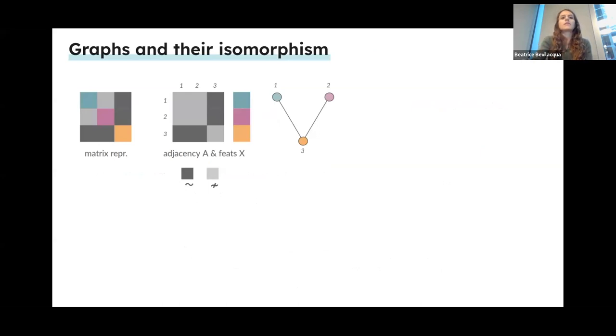As we know, graphs can be represented by making use of adjacency matrices, and we call the adjacency matrix of a graph A, where we store whether two nodes are connected by an edge, and also the feature matrix, which contains for each node its feature, or color in the case shown here. Without loss of generality, these two matrices can be fused together, yielding a matrix representation of the graph where off-diagonal terms contain the connectivity, and on-diagonal terms are used to store the features of the nodes.